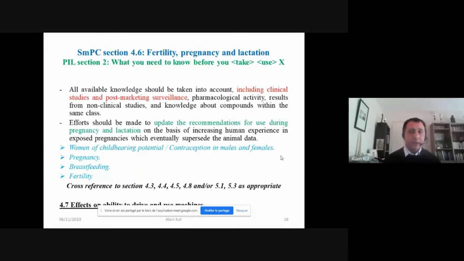What we mention here is to encourage healthcare professionals to notify all exposure in pregnancy to any medicine, because the recommendations for use during pregnancy and lactation are updated over time. And once again, a cross-reference with sections like 4.3, 4.4, 4.5, 4.8, and even 5.1, 5.3 could be made as appropriate.